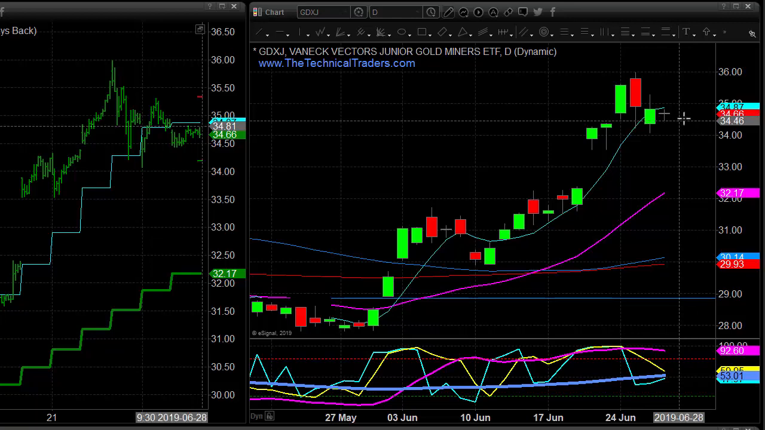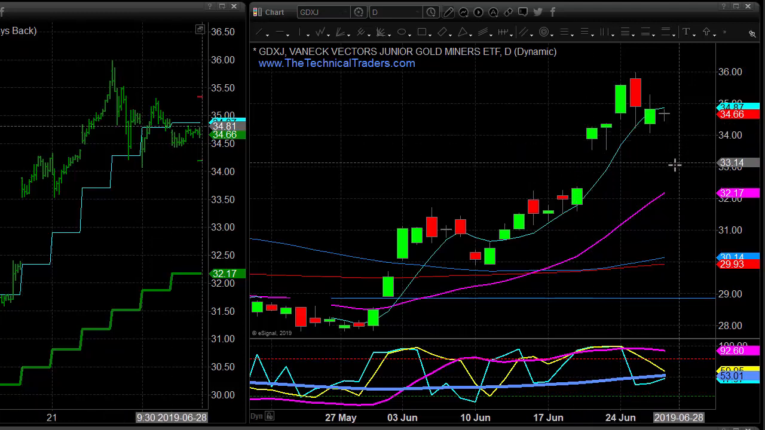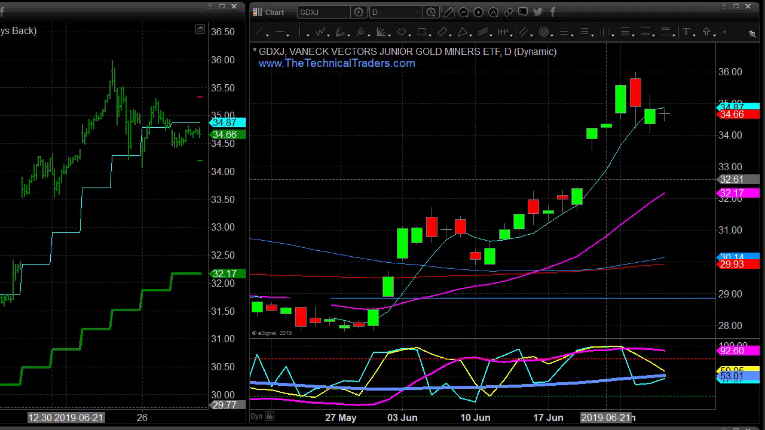Overall, we're looking for a potential pullback. Obviously, getting down into this gap window, this area here, could potentially give us a nice opportunity to re-add, get long into a new position for miners going forward.